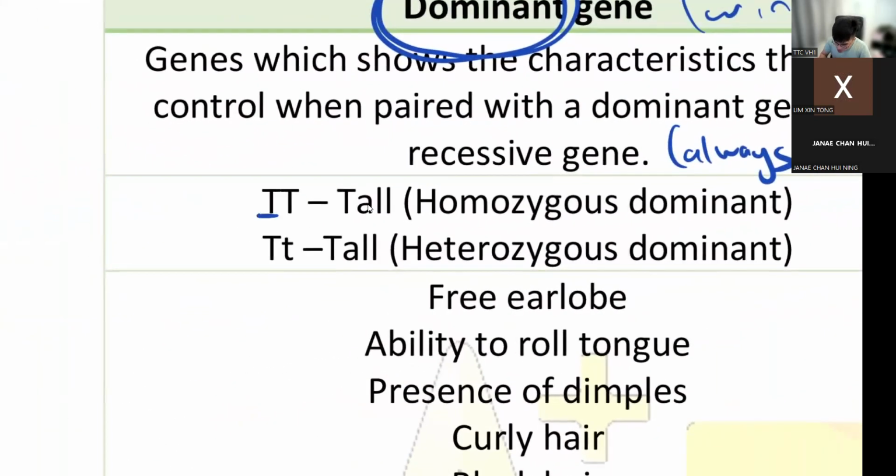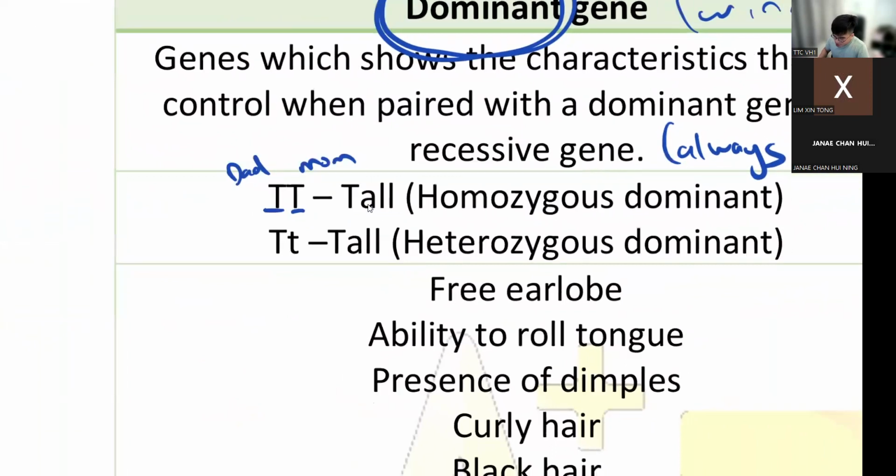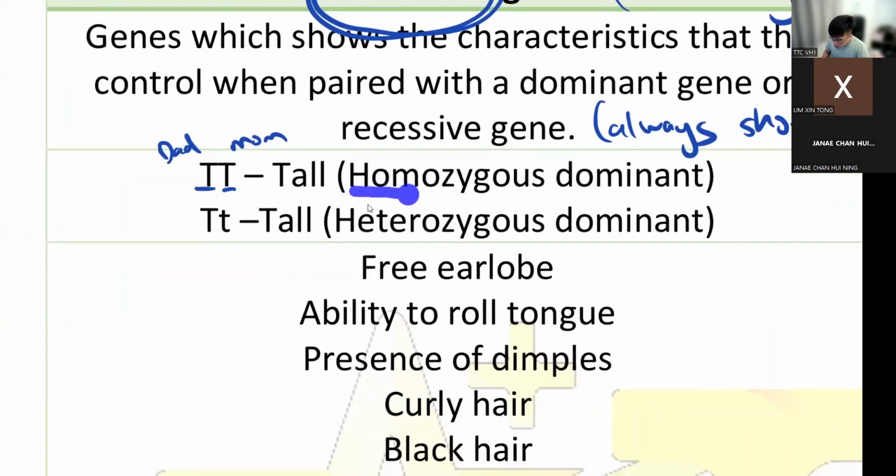If your dad gives you a big T, which is a tall gene, and your mom gives you a big T, which is another dominant gene, you have two dominant genes, a 100% guarantee you'll be tall. Because you have no losing gene. Both your genes are winning ones. So in this case, we call you a homozygous dominant. What is homozygous dominant? Do you know what's the meaning of homo, guys? Homo means same.